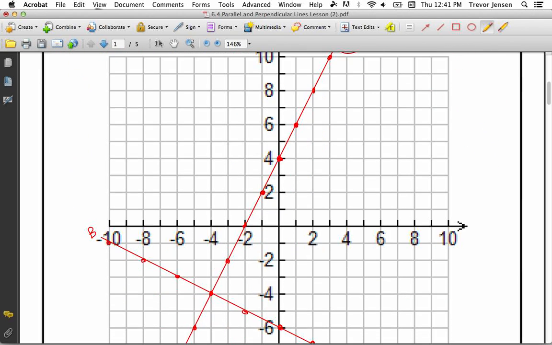So what we want to do to graph the line is plot your y-intercept at 8. Then use your slope of negative 1 over 2. That's a rise of negative 1, so down 1, and a run of 2, so right 2. And then keep going. Down 1, right 2, down 1, right 2.